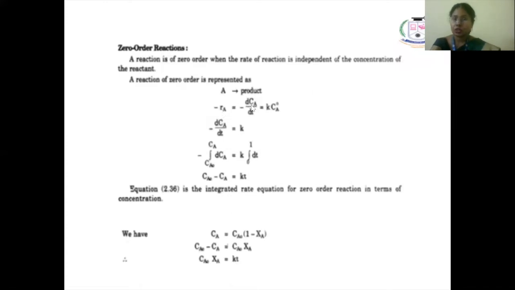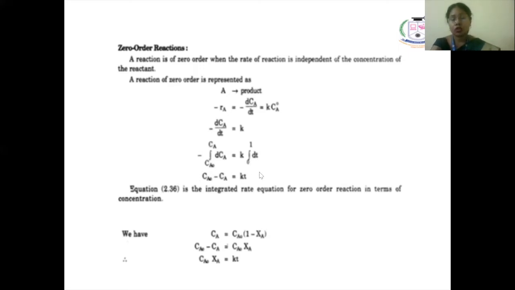So -rA = -dCA/dt = k CA^0, so we can neglect that. So -dCA/dt = k. Take dt to the other side. The limits for time t = 0 become CA0 for concentration, and time t = t becomes CA. So when we integrate and substitute the limits, the equation will become CA0 - CA = kt.